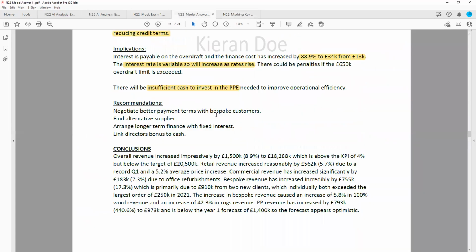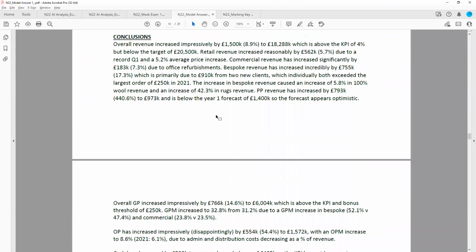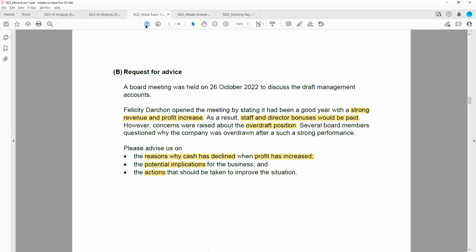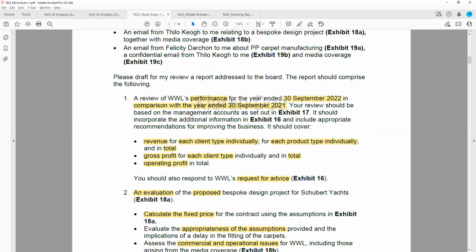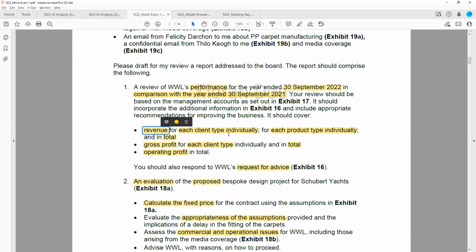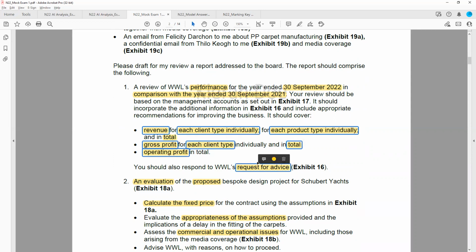So then in terms of the conclusions, what we need to have here is the main points from each section. So I always like to look back at the requirement just to double check what we needed to do, because I need a conclusion on everything. So we've been asked for revenue, each client type, each product type, and in total, gross profit, each client type and in total, and operating profit, and the point on cash. So I need to make sure I've got at least a point on each of these covered.